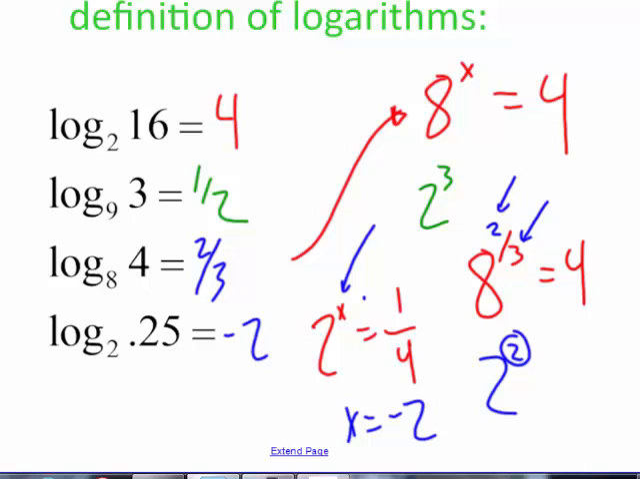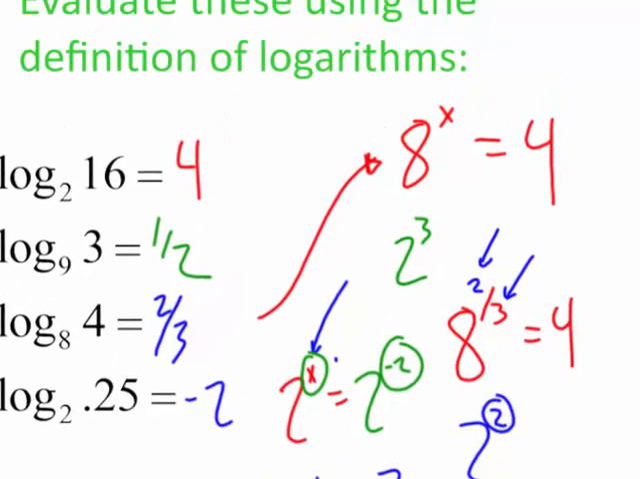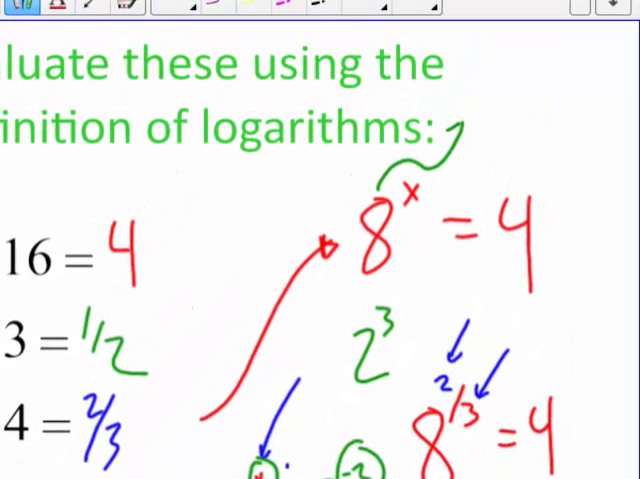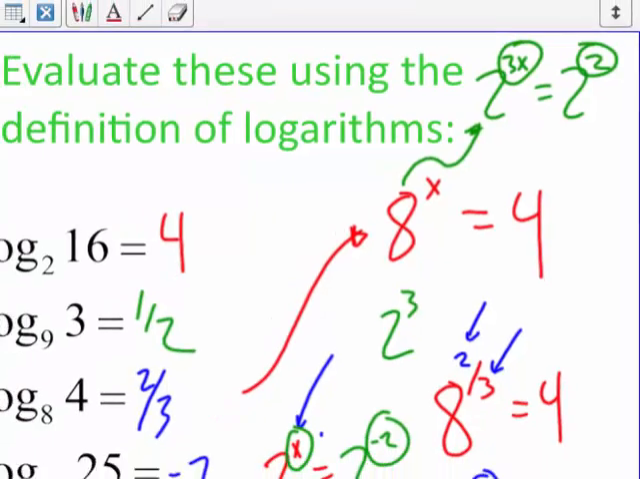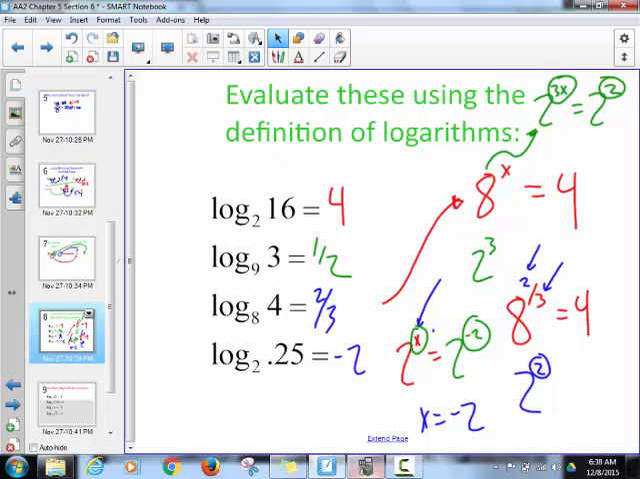And the other way to solve these is to use your common base property. So I could change 1/4 to 2 to the -2 power, and then x would equal -2. That's one way to do it. Same thing up here. I could change 8 to the x to 2 cubed to the x equals 2 squared, and then I could set these guys equal, and I'd get x equals 2/3. So I could use my common base property as well to solve, but hopefully I'm starting to get pretty good at these mentally, and then I don't need to do that.